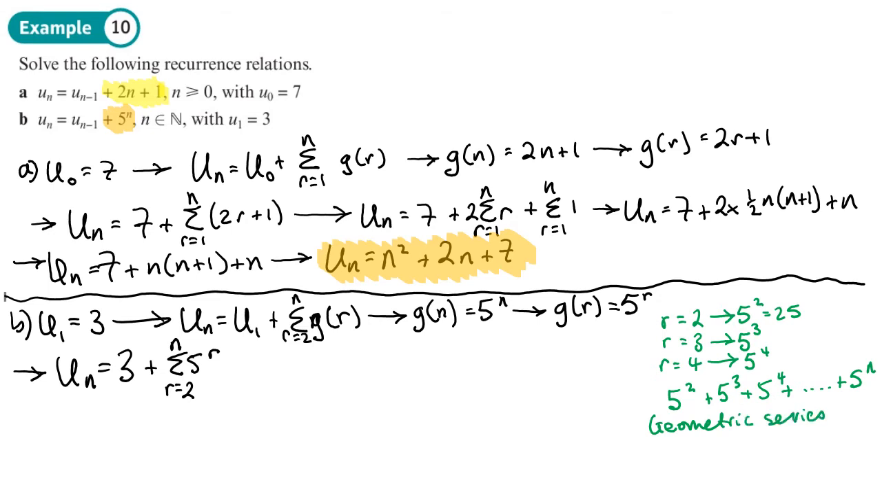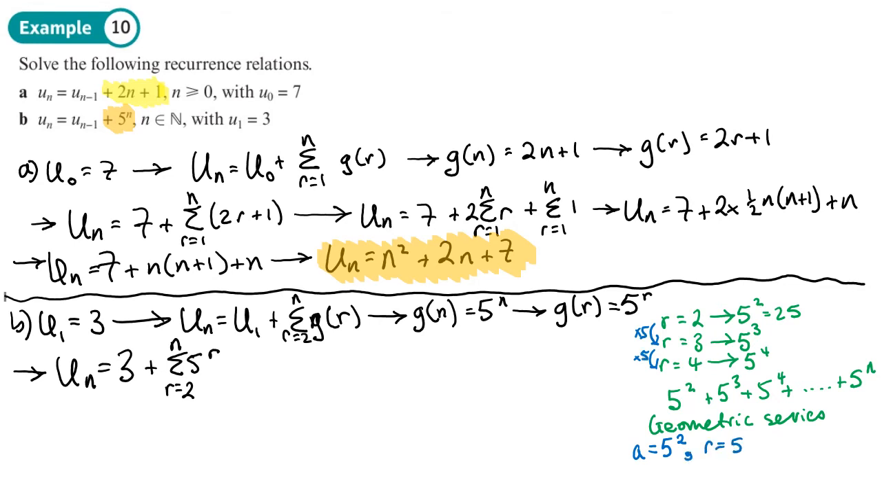And what do we need for a geometric series? Well, we need the first term, which is 5 squared, 25. We need the common ratio. Now I can see that each time what I'm doing is timesing by 5. So the common ratio r is 5.